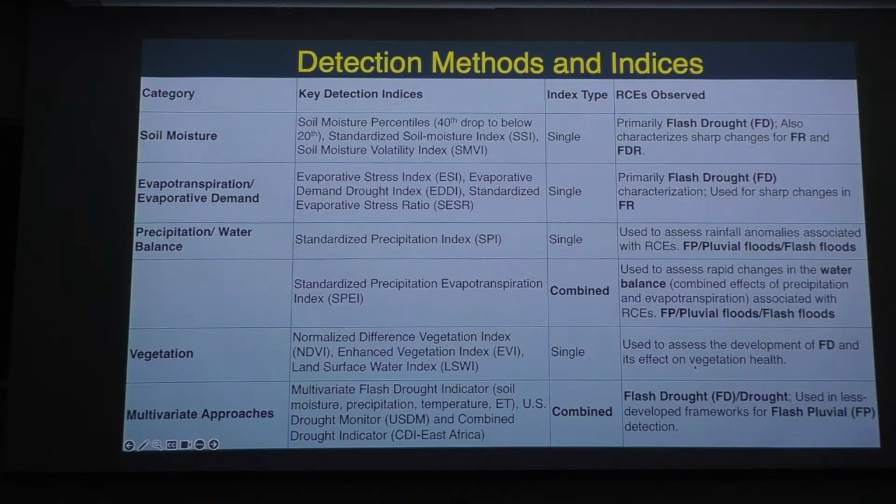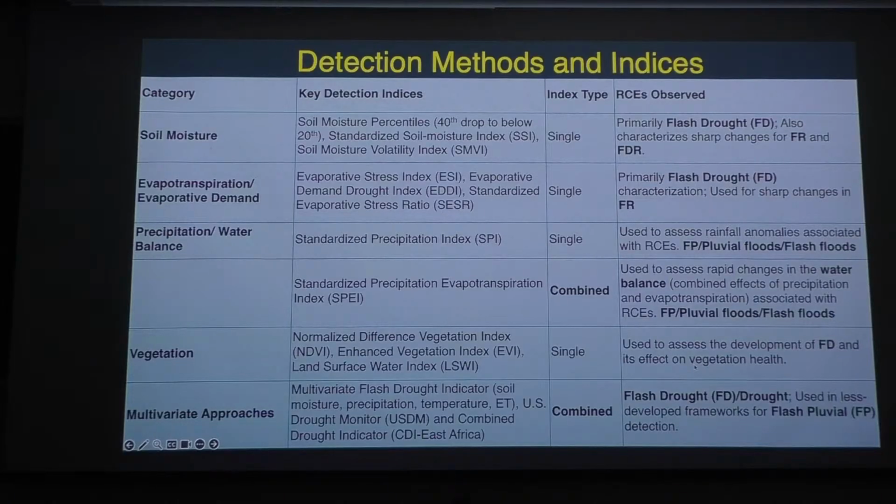A lot of people have been relying on flash drought, and to detect any of these four rapid change events, these are some of the detection methods and indices that have been used. Either they use soil moisture, where they check the drop from the 40th percentile to the 20th percentile. Or they use a standardized moisture index, and go further to high precipitation for pluvial. Others have linked it to pluvial flooding. Others say flash flooding, and use only precipitation.